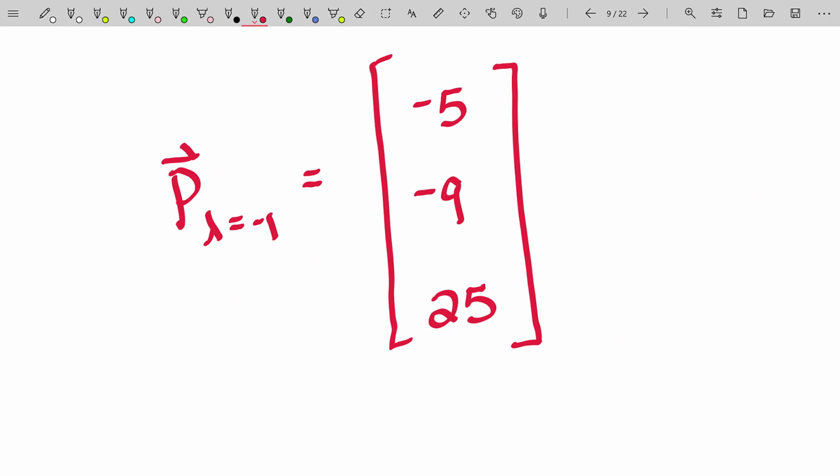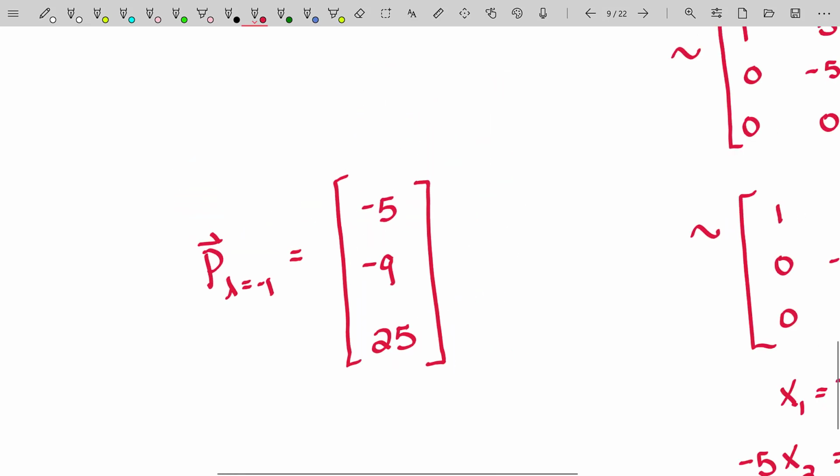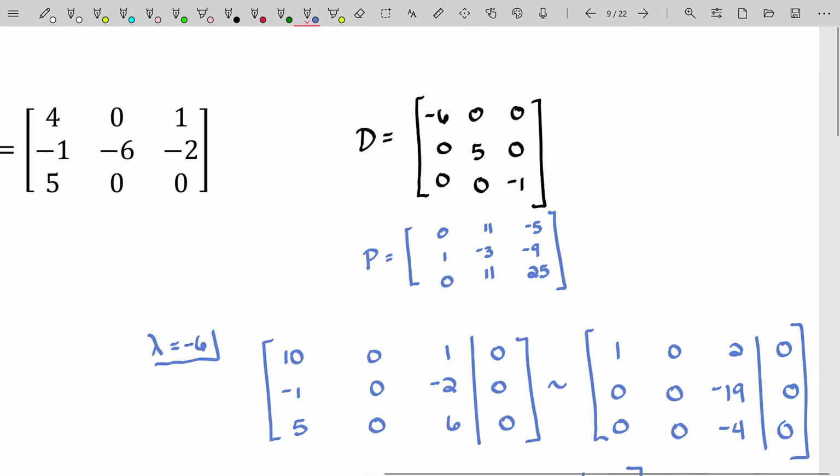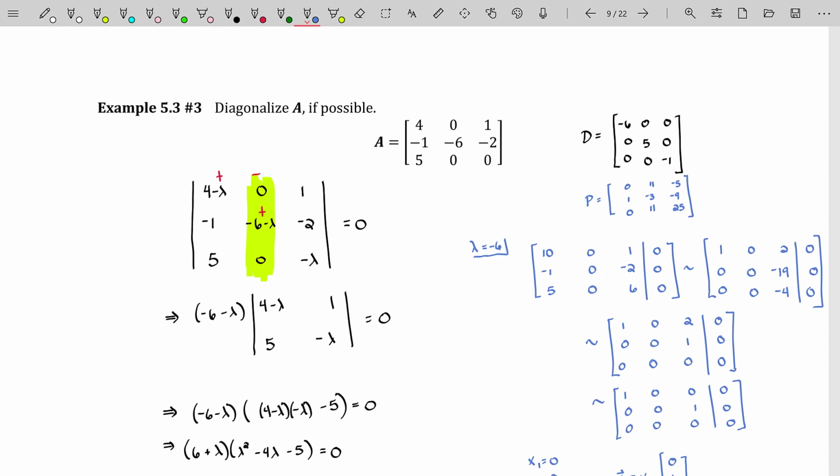Again, depending on your choice of weights for x sub 3, your eigenvector might look slightly different. Not that big of a deal. So we're going to go ahead and replace that up here. And there we have it. We have diagonalized A. We know what D is. We know what P is for our similarity transformation.